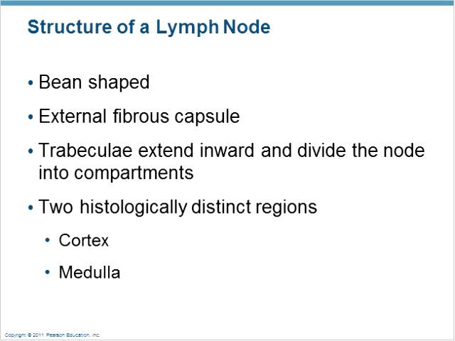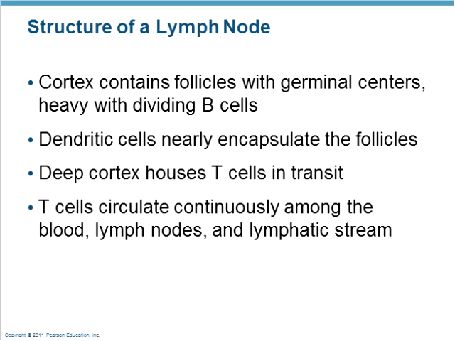Lymph nodes are bean-shaped. They externally have a fibrous capsule. Their trabeculae extend inward and divide the node into components. Trabeculae are little walls. And they have two histologically distinct sections or regions, the cortex and the medulla. Cortex being the outer portion, medulla being the central portion.